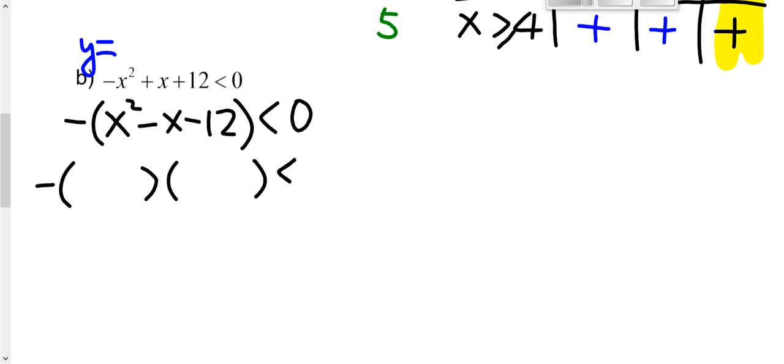This is less than 0. And this is simple stuff. Find two numbers that multiply to -12 and add to -1. They are -4 and +3.